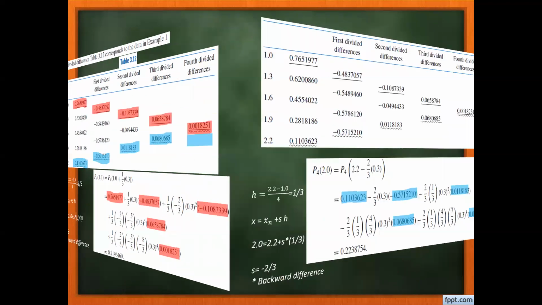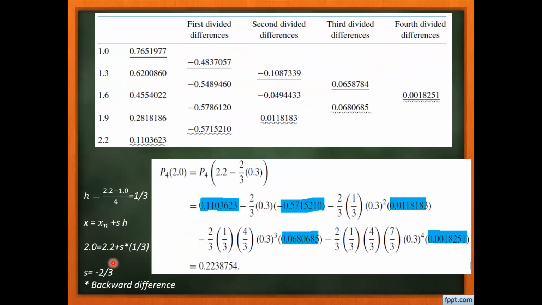Now moving on, if we want to calculate the value at 2.0, which lies near the end of the table, I should know that as it lies near the bottom of the table, I will prefer to use the backward difference interpolation. For backward difference interpolation, once again, I need to calculate the values of h and s. Definitely h is not going to change. It's still the same, 1/3.